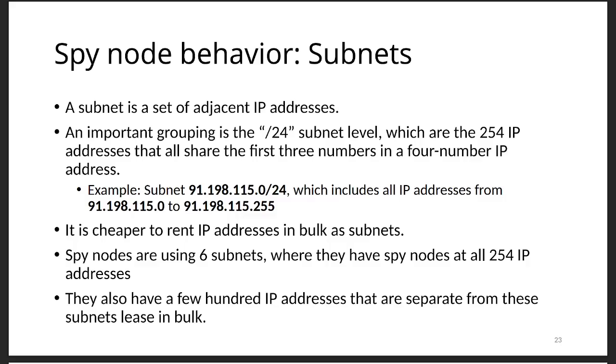That makes it attractive to potential spying adversaries because they can get more spy IP addresses for the same budget. And that's exactly what the real-life spy node adversary is doing. Spy nodes are using 6 subnets, where they have spy nodes at all 254 IP addresses. They also have a few hundred IP addresses that are separate from these subnets, leased in bulk.